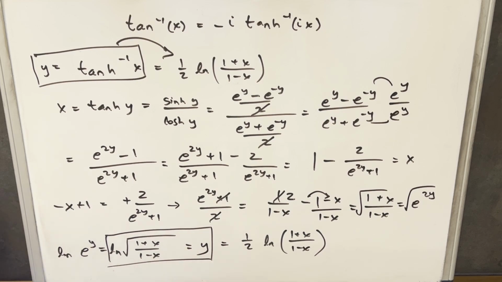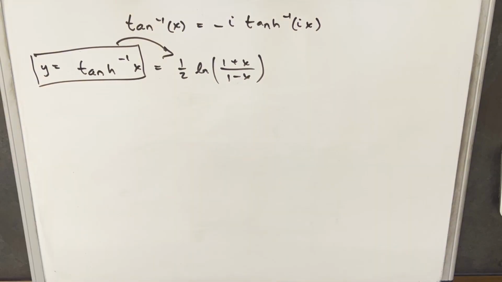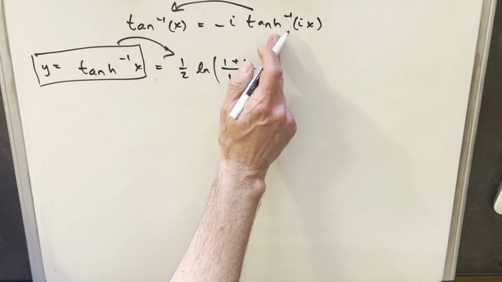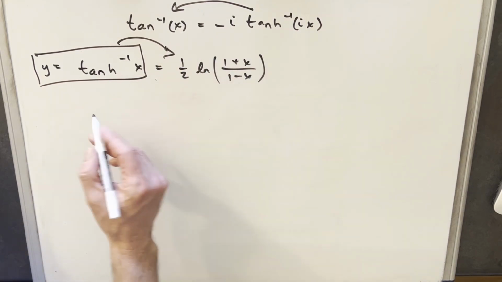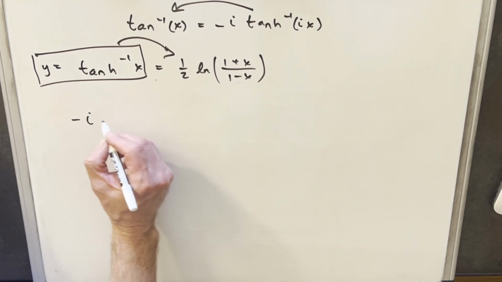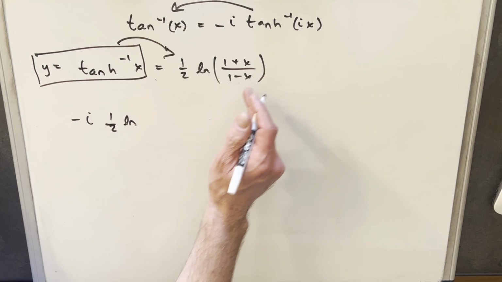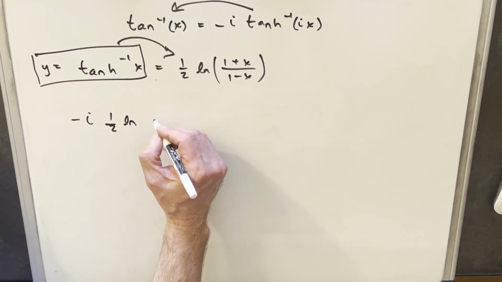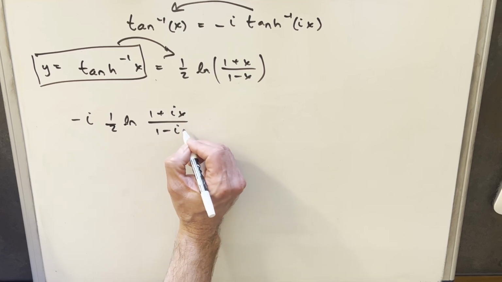So now let's put it to use and see if we can get back to our goal. Now that we've shown this formula, I think we've really done the hard work. So we'll go in this direction. For this, we want to show that this is equal to arctan. What we can do is rewrite this using this formula. So we're going to have minus i times half natural log. The input is no longer x, it's ix, so we just have to change that input. So we're going to have 1 plus ix over 1 minus ix.